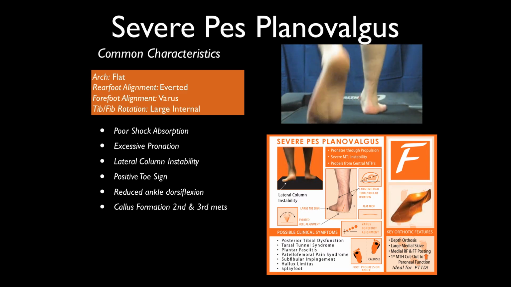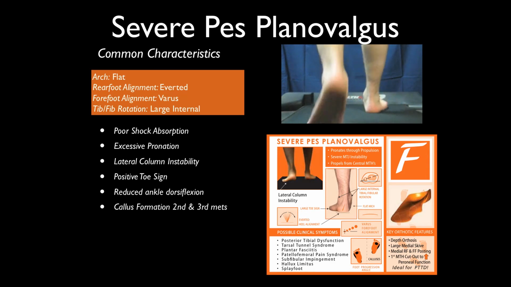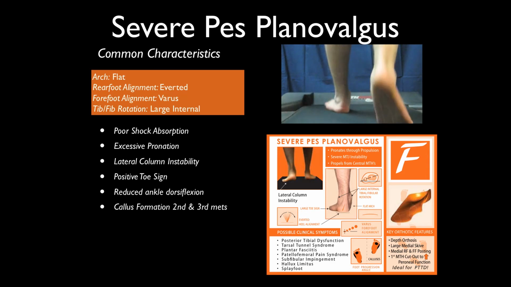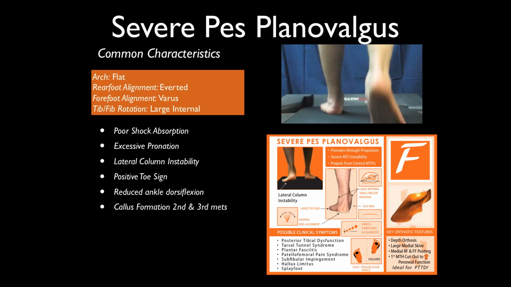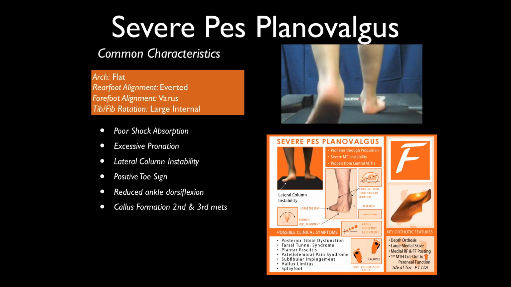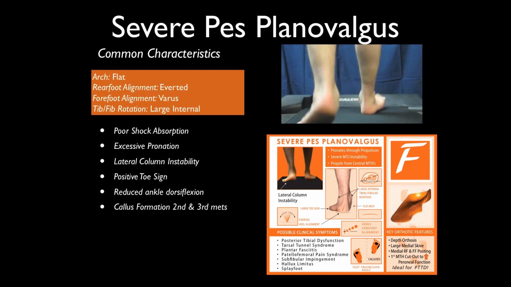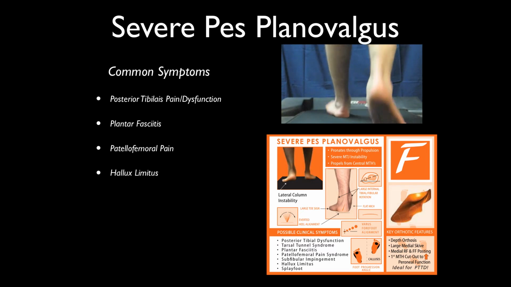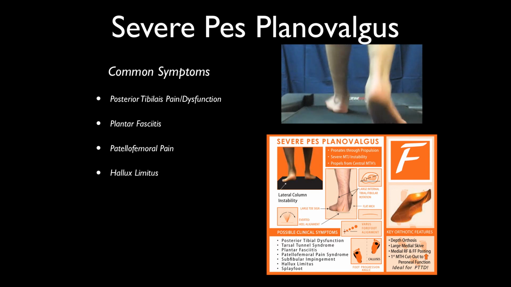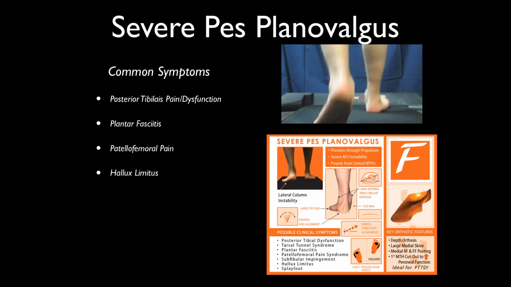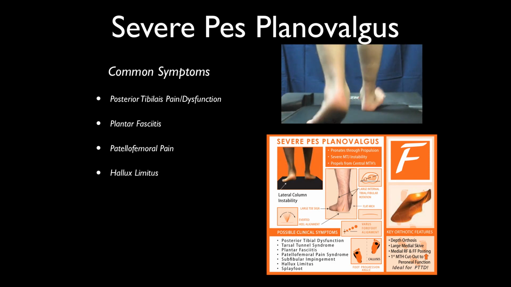Callus formation is often seen at the second and third metatarsal heads. This is caused by the prolonged forces on this region throughout the gait cycle. Common symptoms that occur in this structure are posterior tibialis pain, plantar fasciitis, patellofemoral pain, and hallux limitus.